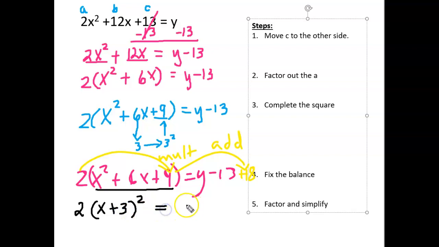That's the factoring. And what about the simplifying? Well, the simplifying is just putting the negative 13 and the 18 together. So if I put those together, I get y plus 5. Okay? And we're almost there. We're almost done. The last step is to take this 5, which I'm going to call the k value now, and move it to the other side. So the last step is to move k to the other side.